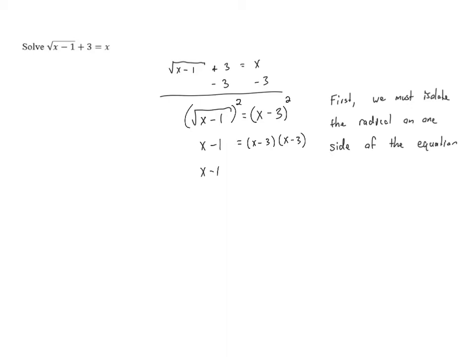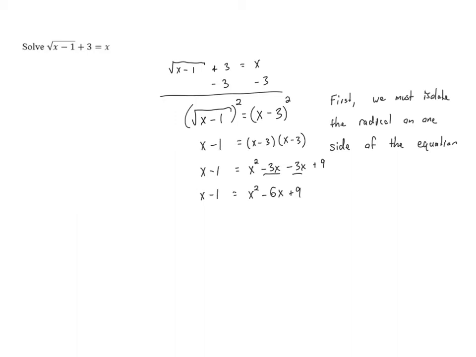So the left-hand side is going to stay x minus 1. And then on the right-hand side, when we multiply the first terms, we get x squared. The outer terms give us negative 3x. The inner terms also give us negative 3x. And the last terms give us positive 9, because a negative times a negative gives us a positive. Next, we're going to combine like terms on the right-hand side. So that's going to give us x squared minus 6x plus 9.